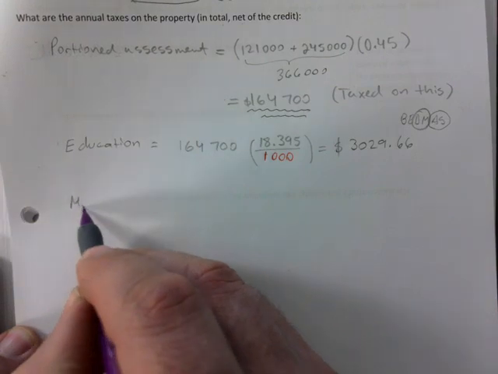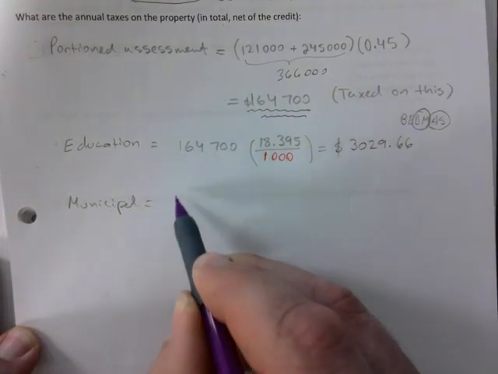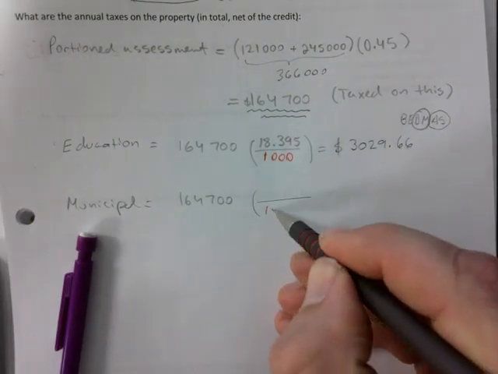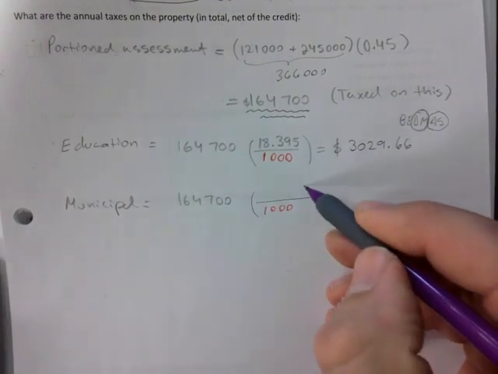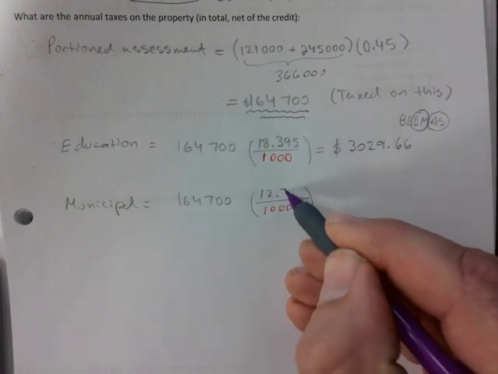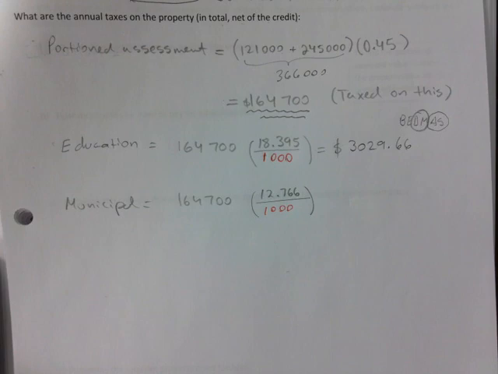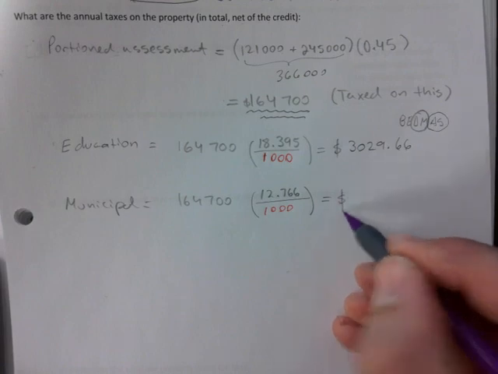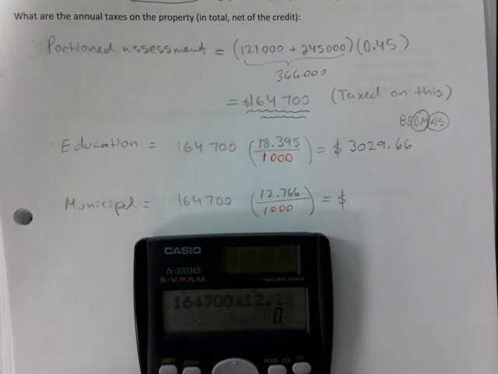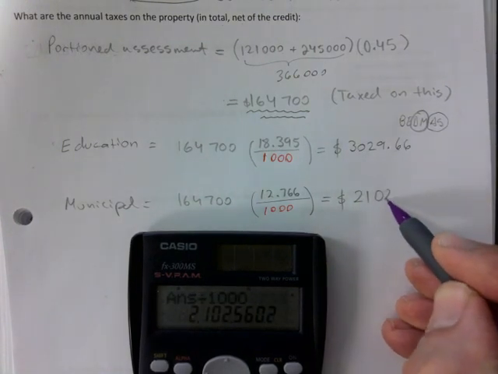Next, we have municipal. We take the same portioned assessment. Our mill rate is divided by 1,000. So that's the 12. You need to be very careful which mill rate you grab, especially if I break it down. It's like, hey, how much is municipal only? How much is the education only, right? So you go 164,700 times 12.766 divided by 1,000. 2102.56.